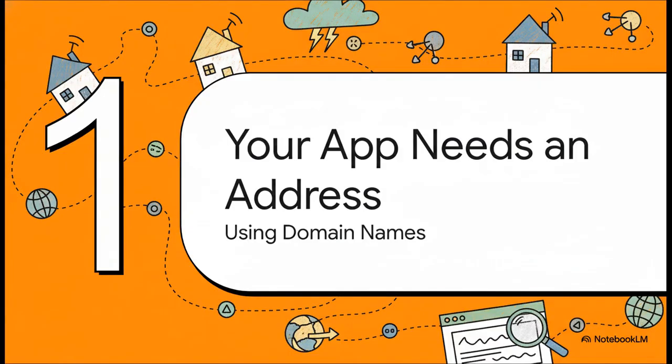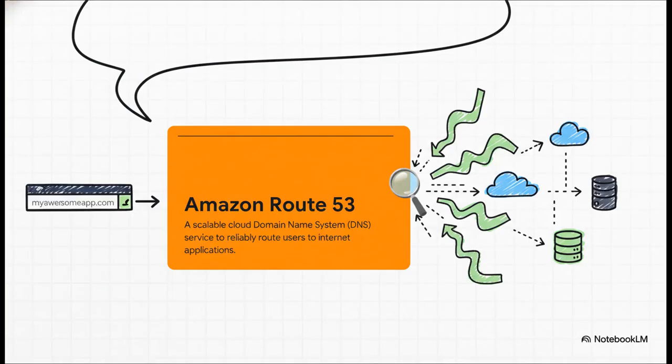Well, to make that happen, your application needs a proper address. Just like your home has a street address so people can find you, your app needs a domain name that users can actually type into a browser and remember. And the hero of our story today is Amazon Route 53. Now, the absolute simplest way to think about this service is that it's the phone book for the internet. When somebody types myawesomeapp.com into their browser, Route 53 is the thing that looks it up and says, oh yeah, I know where that lives, and it points the traffic right to your AWS resource. It is the crucial middleman.